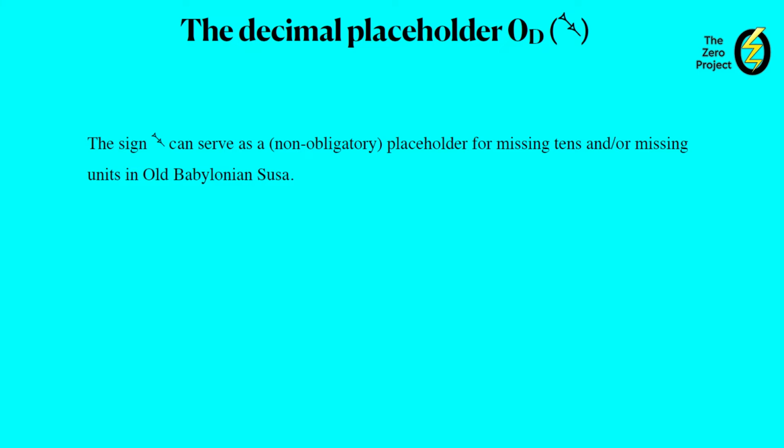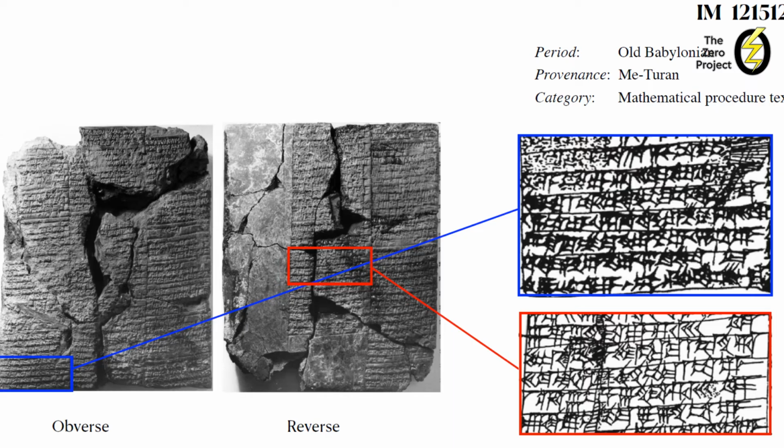So the sign gan can serve as a non-obligatory placeholder for missing tens and or missing units in Old Babylonian Susa. Note that we have no indicator from Susa of a missing sexagesimal digit except the blank in the table text. There are no missing sexagesimal units in procedure text from Susa.